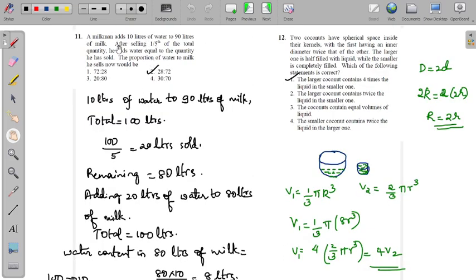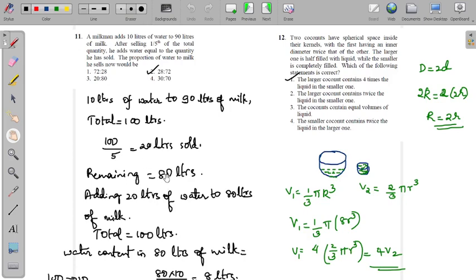Next question: a milkman adds 10 liters of water to 90 liters of milk. After selling 1/5 of the total quantity, he adds water equal to the quantity he sold. The proportion of water to milk he sells now would be? First, 10 liters of water is added to 90 liters of milk, so the total quantity is 100 liters. From that 100 liters, he sells 1/5 of the total quantity. 20 liters is sold now.